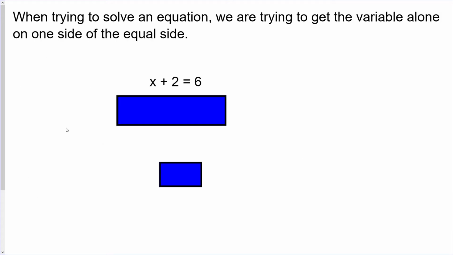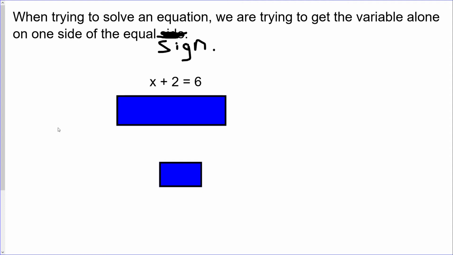All right, on we go. So when we're trying to solve an equation, what you're trying to do is get the variable alone on one side of the equal sign. That's going to bug me until I fix it with extreme prejudice. Equal sign. Okay, there we go. All good.